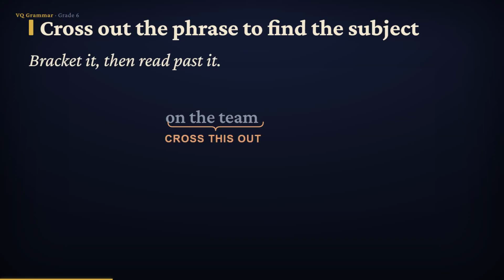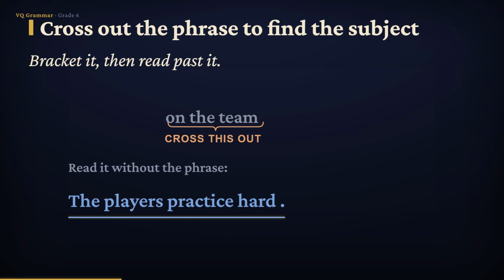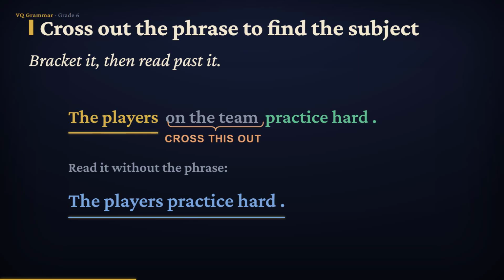So here's the clean trick that never fails. When you spot a prepositional phrase between the subject and the verb, cover it up or cross it out and read the sentence without it. Take this one. The players on the team practice hard. Bracket that phrase, on the team, and set it aside. Now read what's left. The players practice hard. Suddenly it's obvious. Players is plural, so it needs practice, the plural verb, and they match perfectly. Cross out the phrase, and the real subject stands right out.